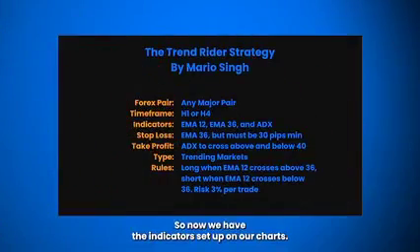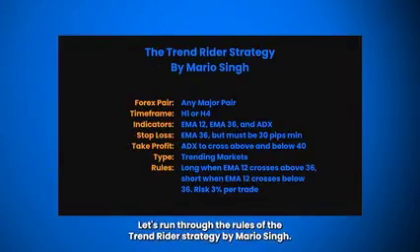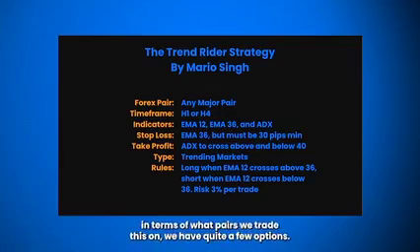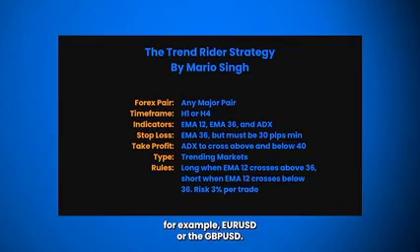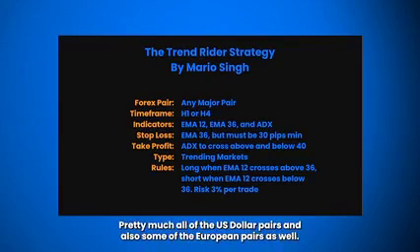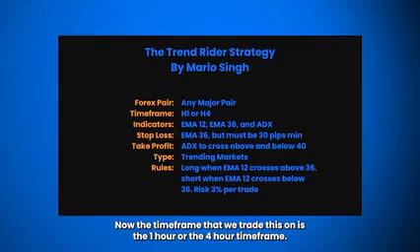So now we have the indicators set up on our charts. Let's run through the rules of the Trend Rider strategy by Mario Singh. Now, in terms of what pairs we trade this on, we have quite a few options. We can use any major Forex pair. For example, Euro dollar or the pound versus the US dollar. Pretty much all of the US dollar pairs and also some of the European pairs as well. Now, the time frame that we trade this on is the 1 hour or the 4 hour time frame.